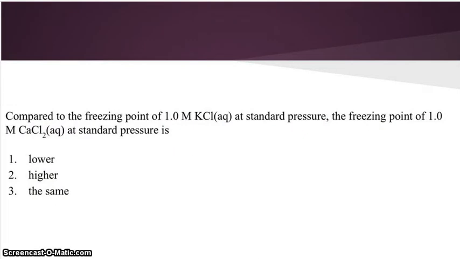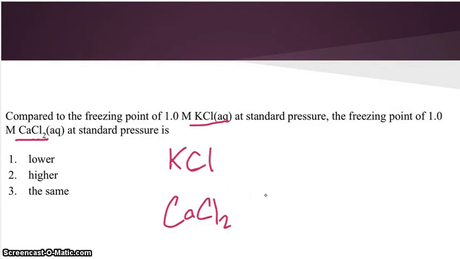All right, next one in line here. Compare the freezing point of 1 molar KCl solution. We know it's a solution because it's got the AQ. At standard pressure to the freezing point of 1 molar CaCl2 solution at standard pressure is. So we're comparing two different types of solutions, but they have the same concentration. So now it matters as to what exactly we are dissolving. So we have KCl and CaCl2, so potassium chloride and calcium chloride. Now both of these, if we look at them, have a metal in front and then the non-metal chlorine.